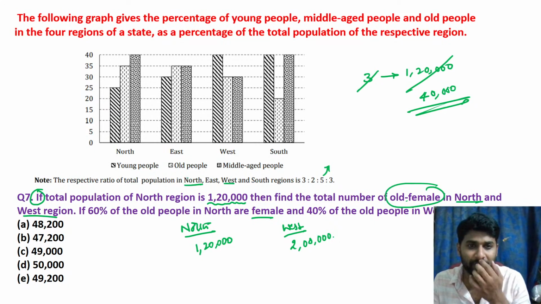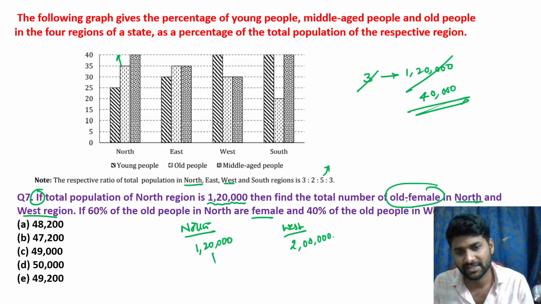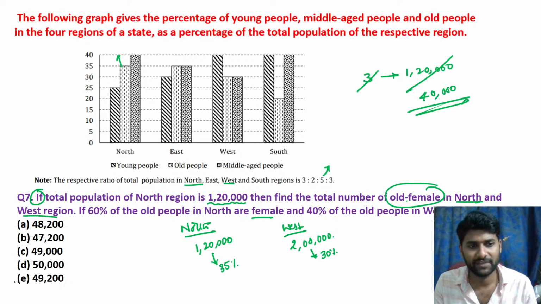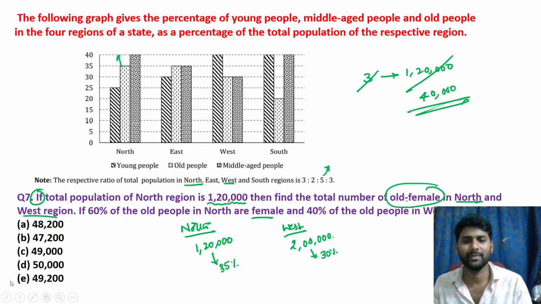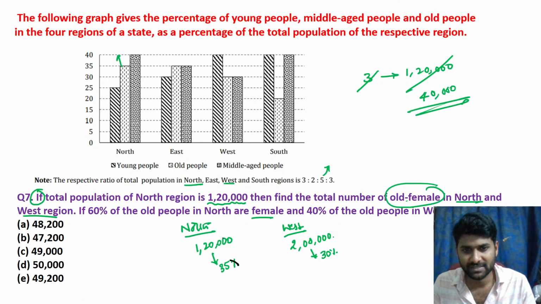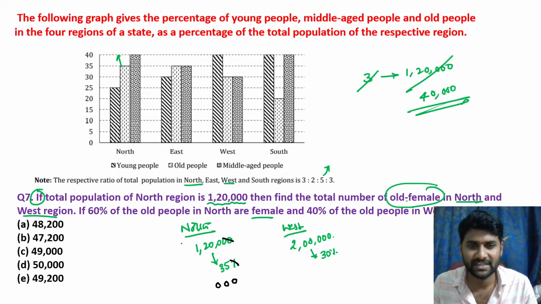First identify the old female. So old female in North. First of all, 35% are old people here, and in the West region we have 30%. First identify the old people, then again identify the value of the female ones. 35% means percentage, double zero cancel. So 35 into 12, 35 twos are 70 and 35 ones are 35. 35 plus 7 is equal to 42,000 members.